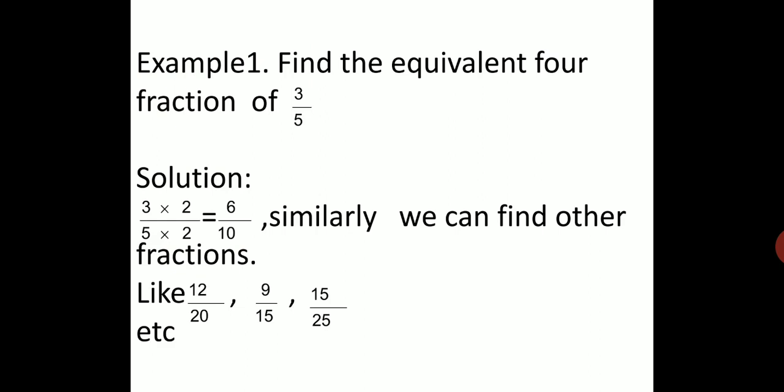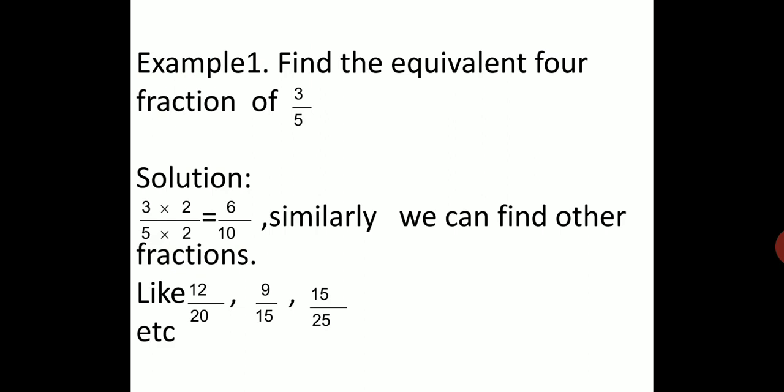Now if instead of 3, I am multiplying with 4, so 3 into 4 is 12, 5 into 4 is 20. So 12 by 20 is also an equivalent fraction. Now instead of 4, I am multiplying with 5. So 3 into 5 and 5 into 5, so it becomes 15 by 25. Like this, so many fractions we can find. All will be equivalent fractions of 3 by 5.